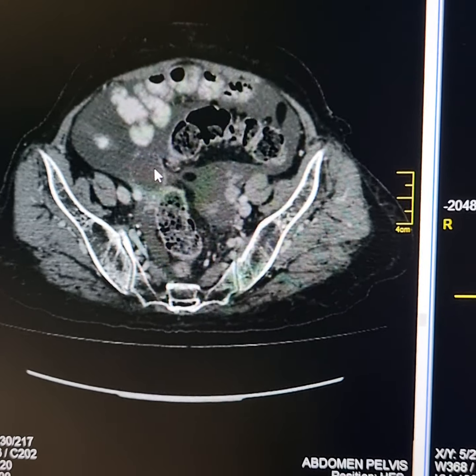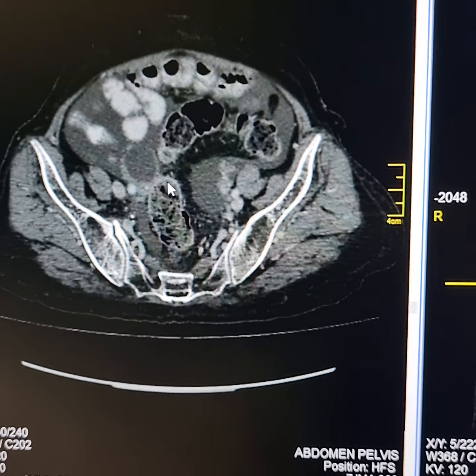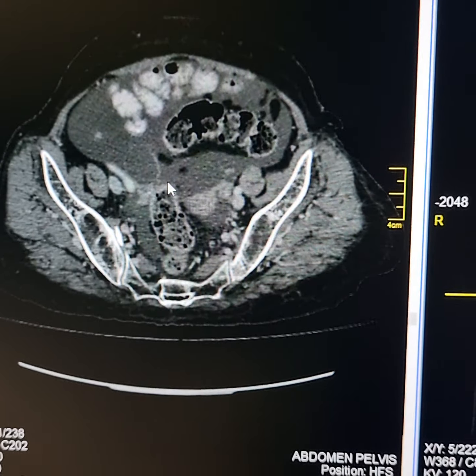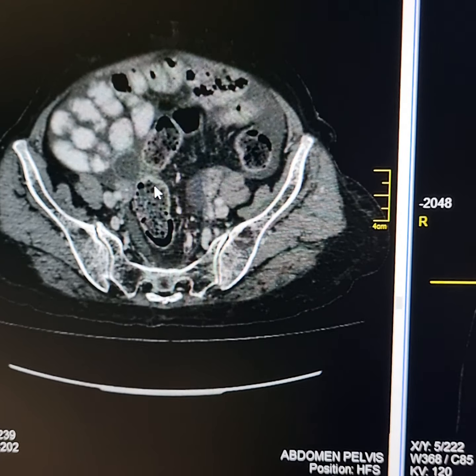This is a small cyst in the right ovary. It is a thin-walled cyst, and appears to be a simple cyst. There is no solid component along its walls, and this may represent a benign surface epithelial inclusion cyst.